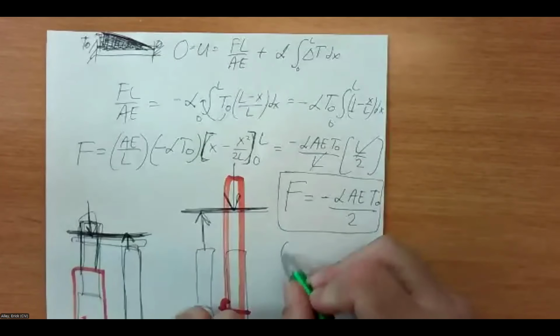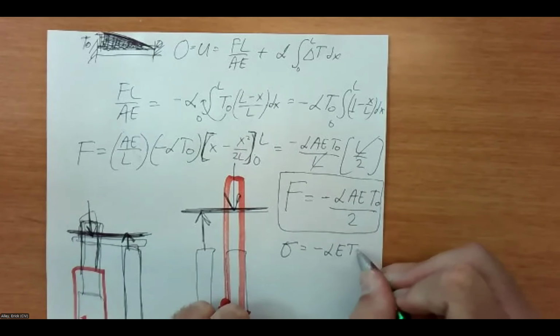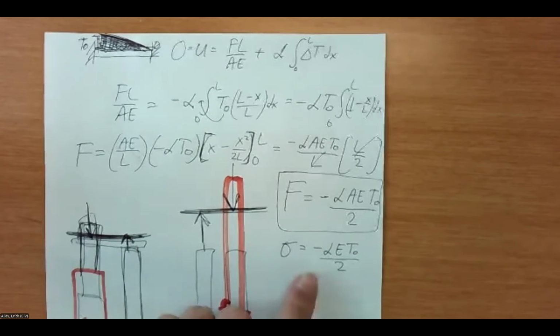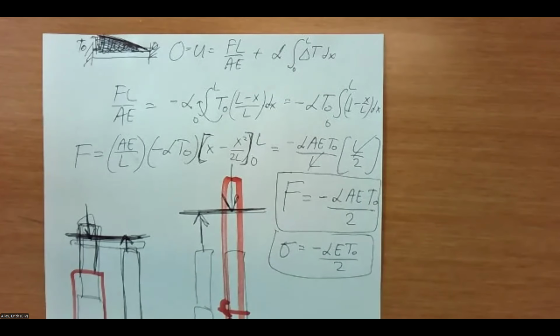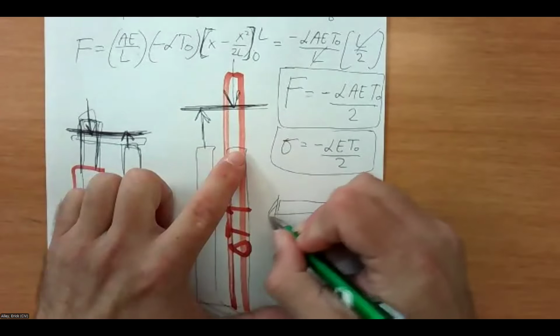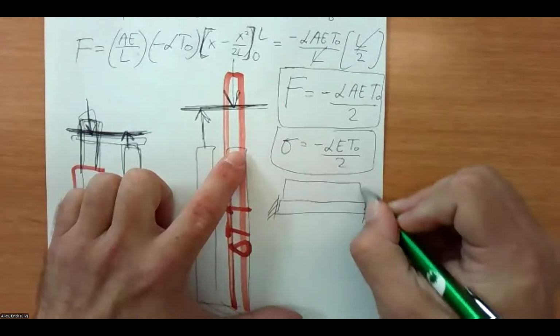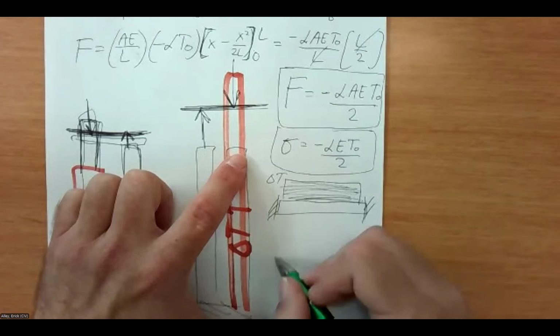If I looked at it for the stress, which we've done before, just take it per area: minus alpha E T naught over 2. Now remember, when we calculated on the previous example, where we just had two fixed ends and a delta T, it was alpha times E times delta T, with a minus. Here we've got half as much as that, which should make sense, because in the previous example we had a delta T that was a constant value all the way across, same delta T across here.